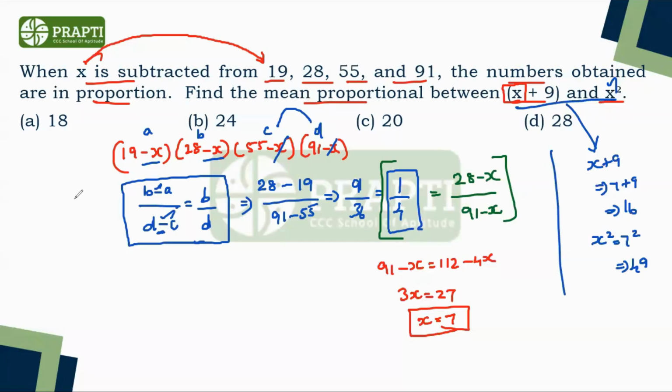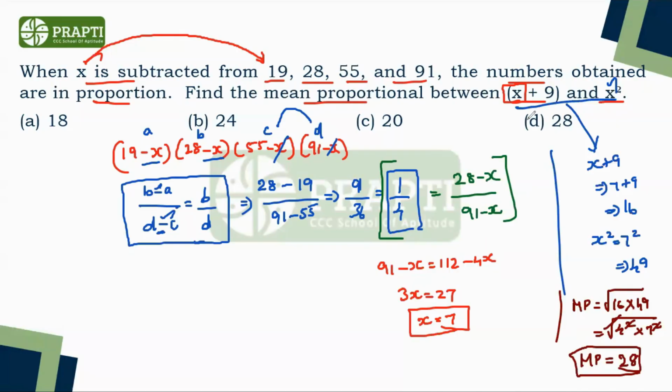How to find it? MP is equal to root of 16 into 49. Now 16 is nothing but 4 square and 49 is 7 square. This square and this root get cancelled, so at last you will be getting the MP value as 28. So what is the answer? Option D, 28 is my answer.